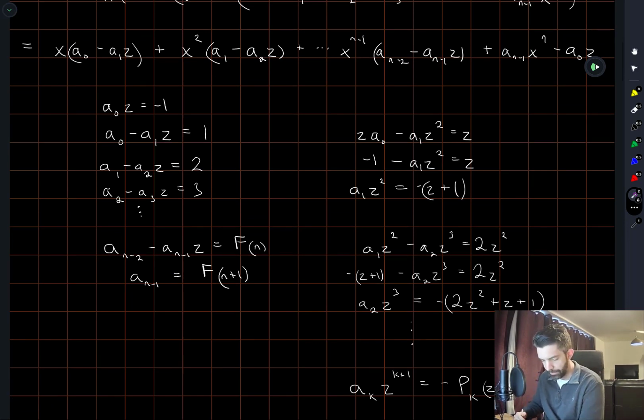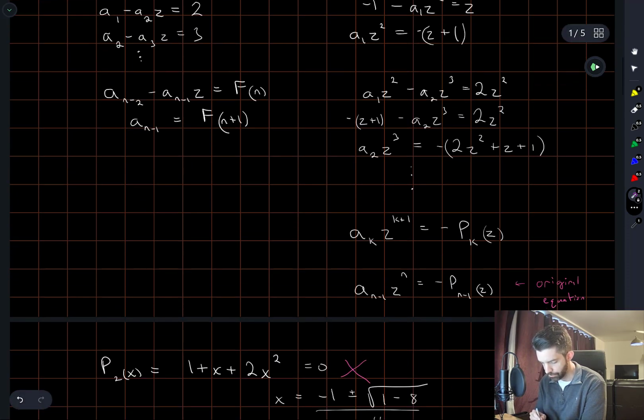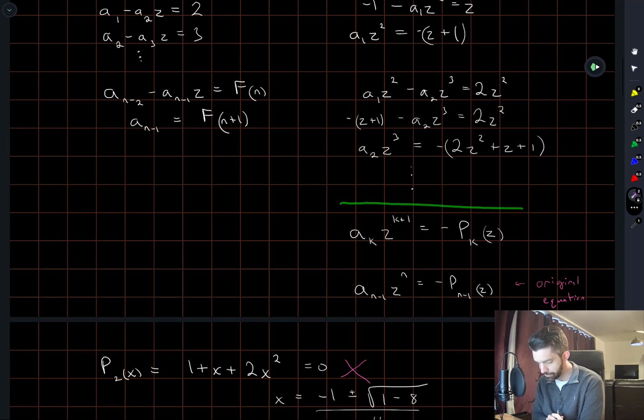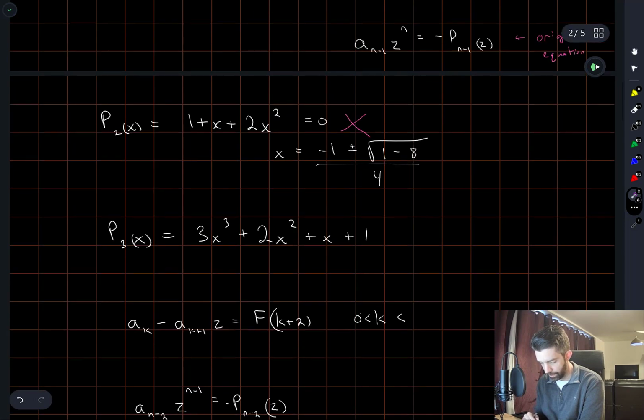I don't know if there's anything we can say about them, but I noticed, if I multiply this one on both sides by z, then I'll get an a0 times z, which we know is -1, and we can sub that in, and then we get a new equation. We basically get a relationship between the product a1 z squared and a lower power of z. And if you just keep doing this, there's a general relationship that ak times z to the k plus 1 has to be equal to negative pk of z. That didn't really end up getting us anywhere.